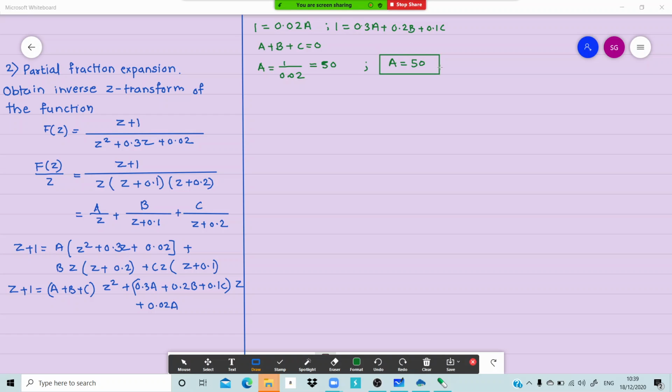And now we'll substitute these values in the remaining equation, right? So you have a plus b plus c is equal to 0. So a is 50, that means b plus c is equal to minus 50.